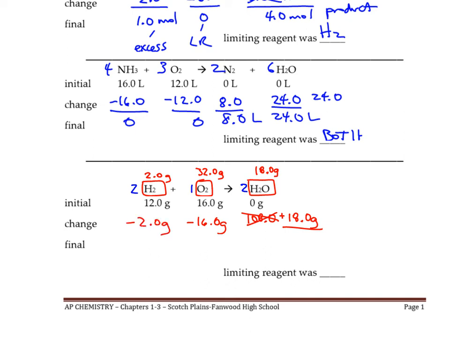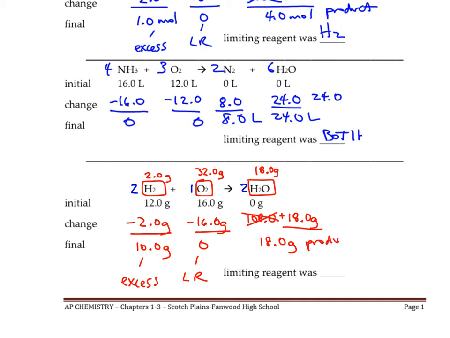So when I'm all done, I have 10 grams of this left over. I have none of this. I made 18 grams of that. And so again, this is the excess. This is the limiting reagent. And this is the product. And the limiting reagent was the oxygen.